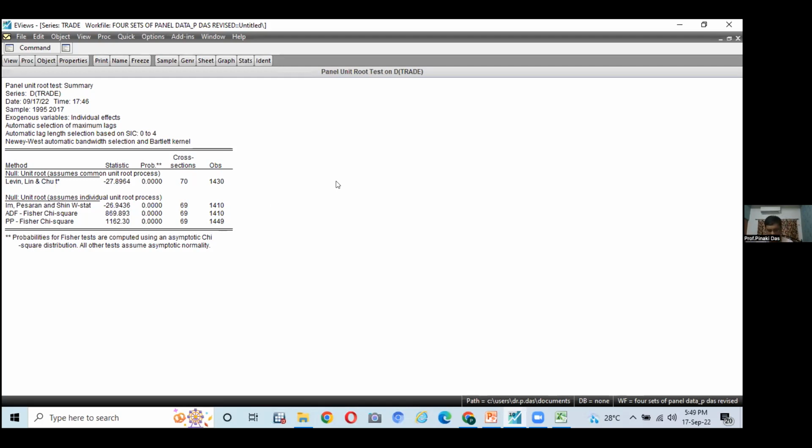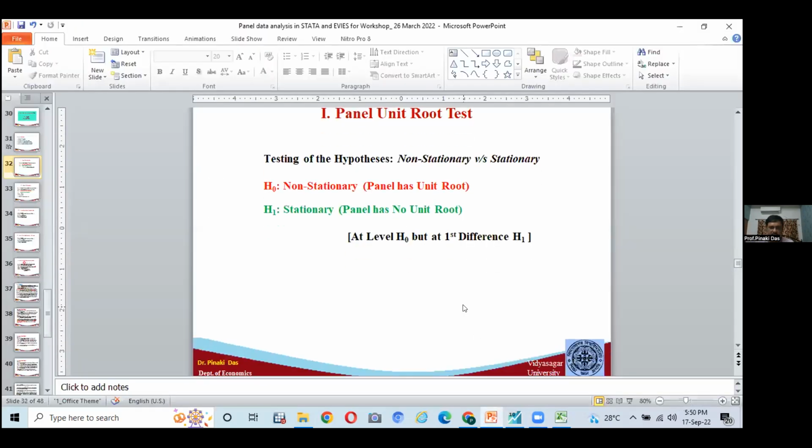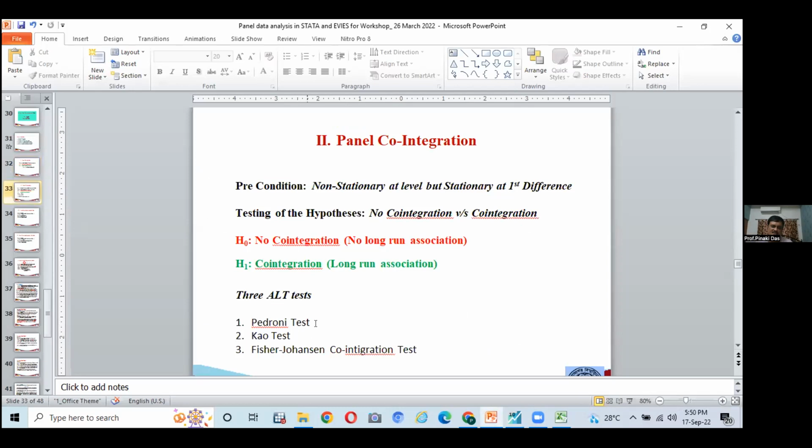Okay. Now the panel co-integration test. What are the test statistics for the panel co-integration? There are alternative test statistics: Pedroni, Kao test, Fisher-Johansen co-integration. We consider the Fisher-Johansen co-integration test. It is not that it is the most important, but all are important. Researchers in most cases apply the Fisher-Johansen co-integration test. But it is better if you consider all the alternative tests and see what the result is after all the tests. That is more important than your inference on the basis of a particular test.